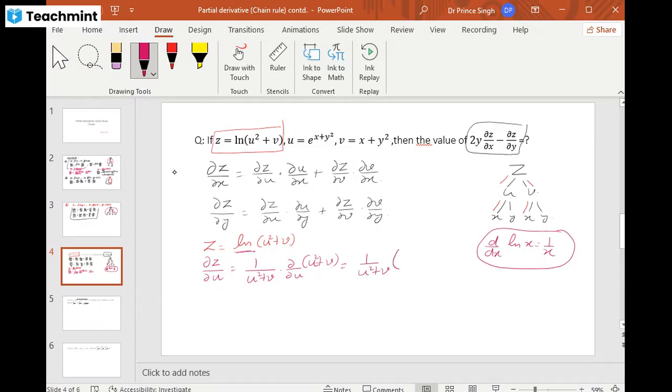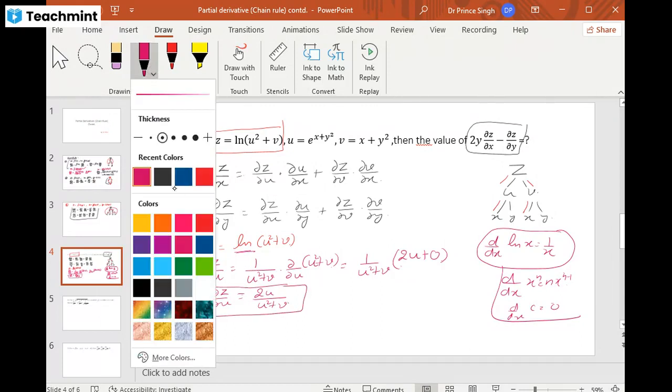And because it is a partial derivative, when we differentiate with respect to u, it means we are treating v as a constant. Another formula we are using here: the derivative of a polynomial x^n is n times x^(n-1), and the derivative of a constant is 0. So here the derivative of u² is 2u and the derivative of v is 0. So the value of ∂z/∂u is 2u/(u²+v). This is the value of ∂z/∂u.